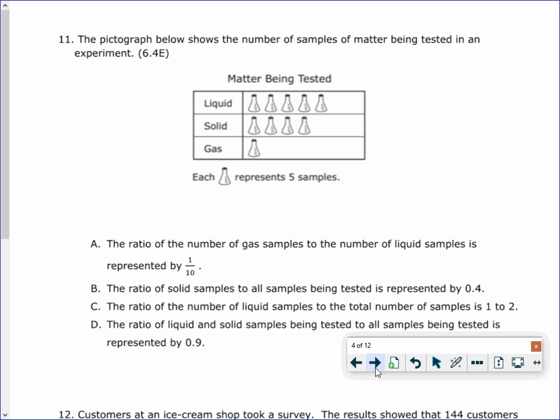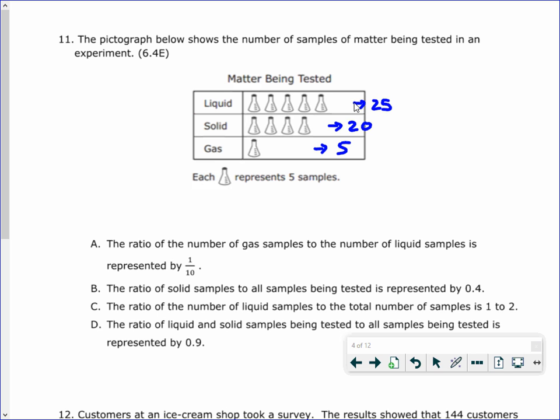All right, let's take a look at number 11. Pretty tricky problem. The pictograph below shows the number of samples of matter being tested in an experiment. It looks like each one represents 5 samples. So that means that liquid was 25, since each one is 5. 4 times 5 here, so 20. And here we just have 1, so 5.